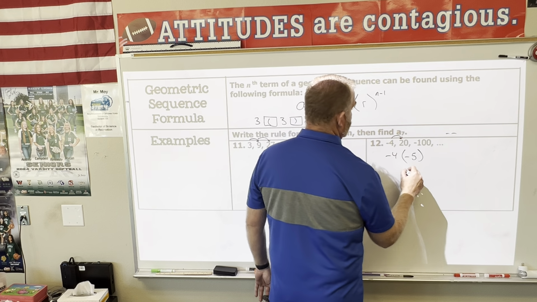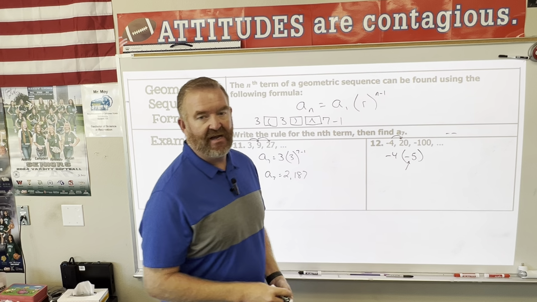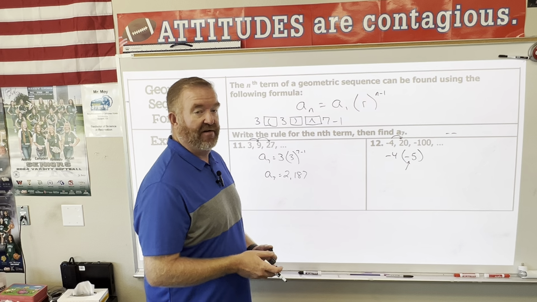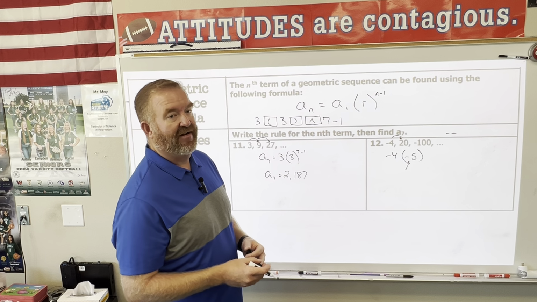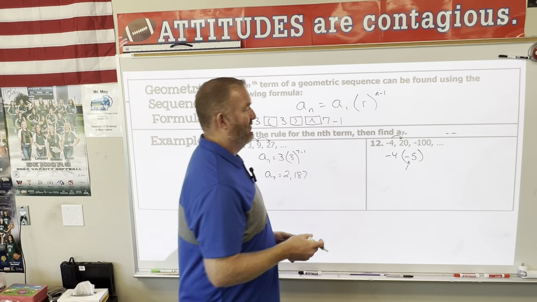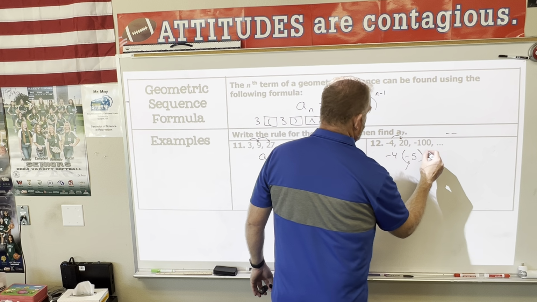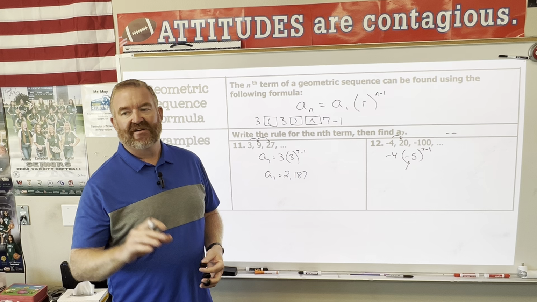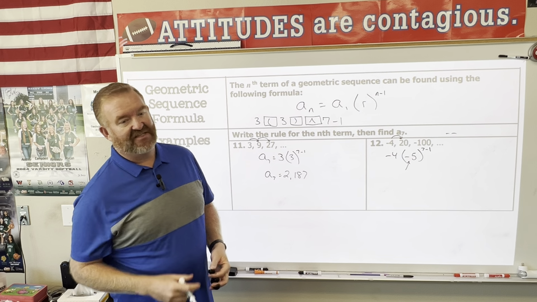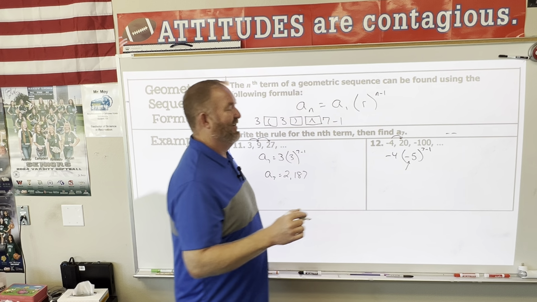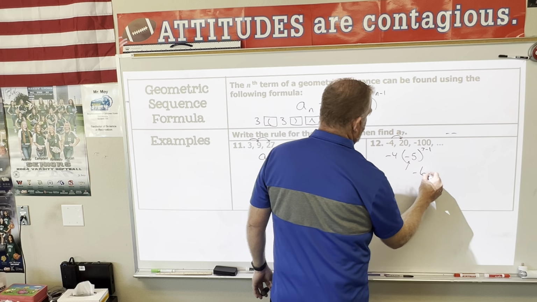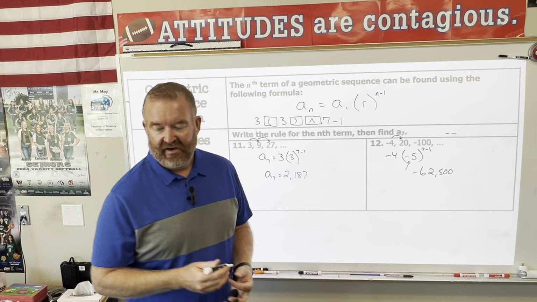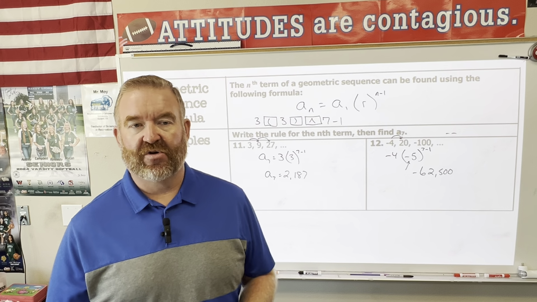When you do that on some of these calculators, make sure you hit the negative button, not the minus. It probably gave you an error. Okay, then we went 7 minus 1. What did you guys get? I got -6,200. It is not -6,000. It's -62,500. All right.